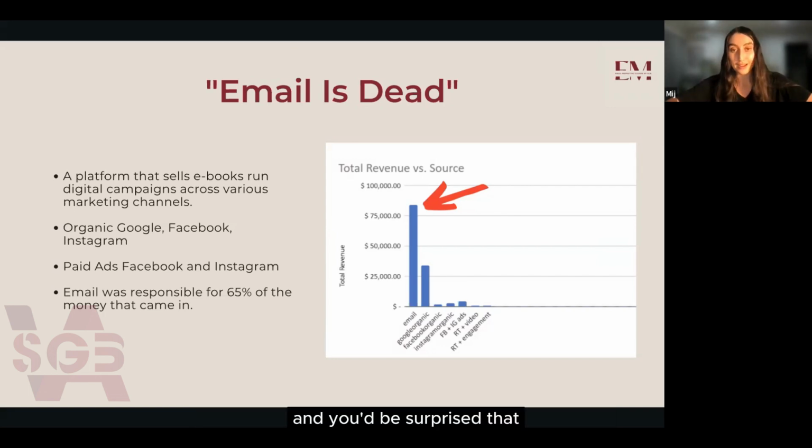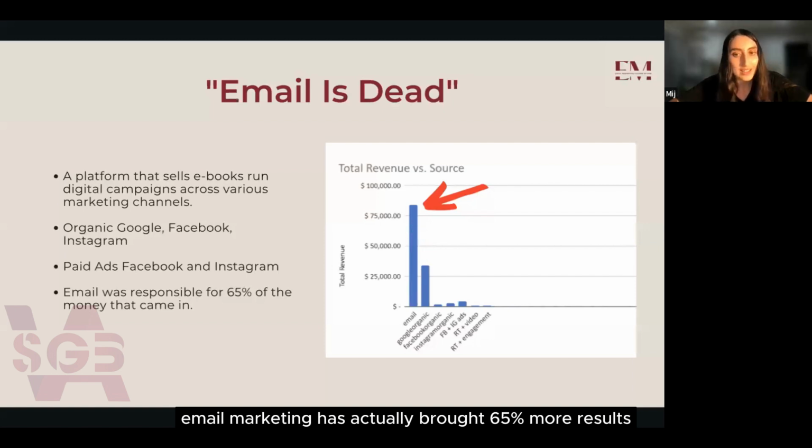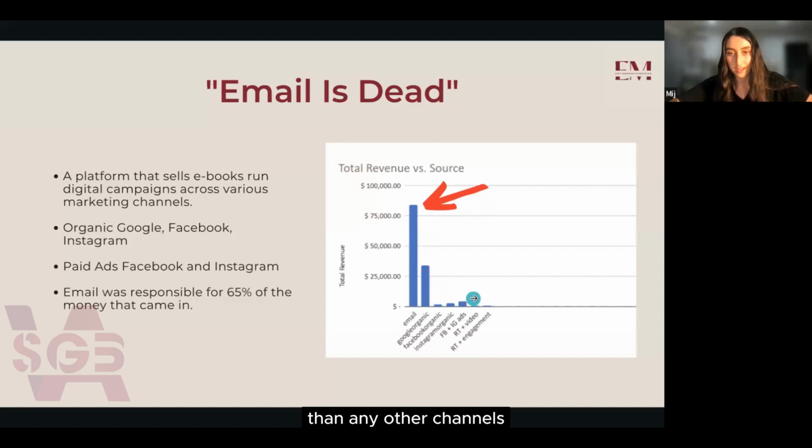And you'd be surprised that email was responsible for 65% of the money that came in. So if you can see the chart over here, email marketing has actually brought 65% more results than any other channels. As you see, Google Organic is in second place, and all the rest still brought the results, they still brought the sales, but not as much as email marketing. What does it tell us? It tells us that email is not dead. It's absolutely not dead. Well, let's continue.